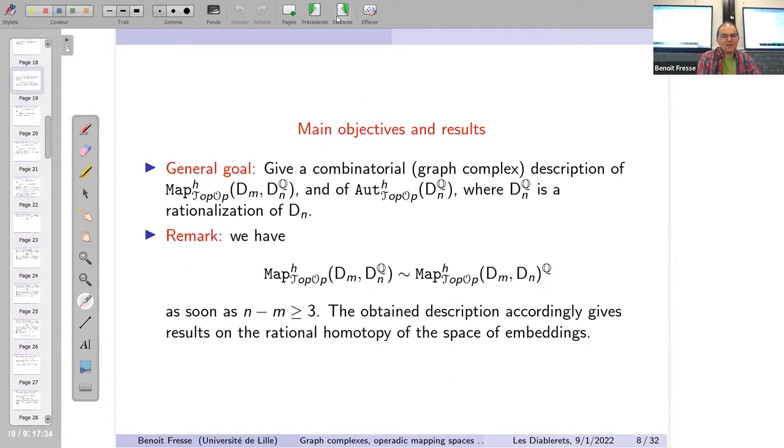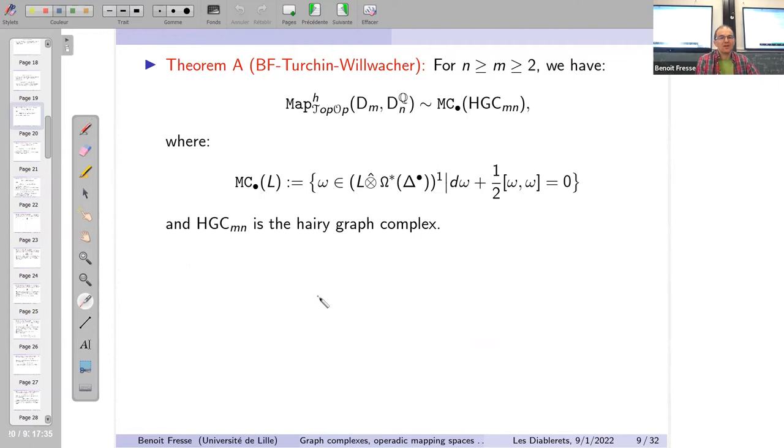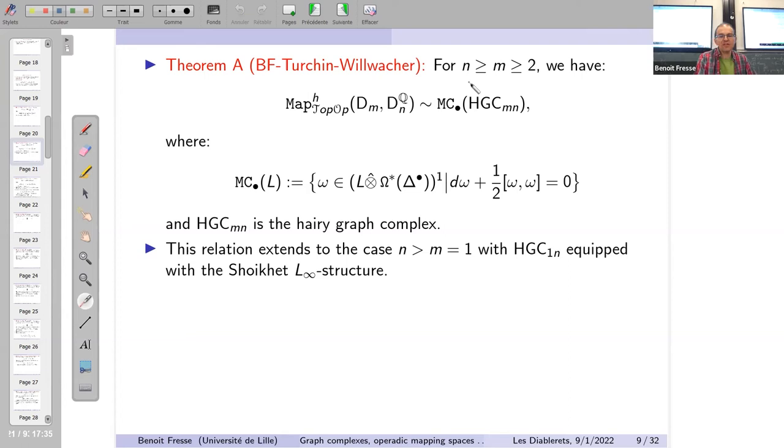Okay, so here is the main result which I would like to explain. The claim is that this operadic mapping space is weakly homotopy equivalent to the space of Maurer-Cartan elements, which I denote by MC dot. For a complete L-infinity algebra, it's just the space of Maurer-Cartan forms on the simplices with values in L, the forms which satisfy the Maurer-Cartan equation. So the claim is that this operadic mapping space, rationally, is the space of Maurer-Cartan forms on the hairy graph complex. The definition of this complex was already considered in previous talks. Just before reviewing this definition, I would like to say that this is in the case where n is larger or equal to m, which is larger or equal to 2.